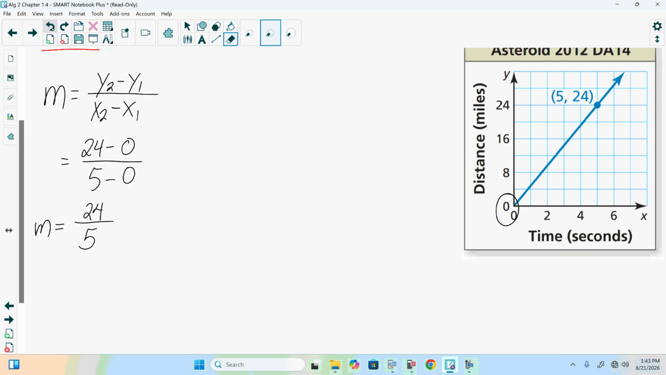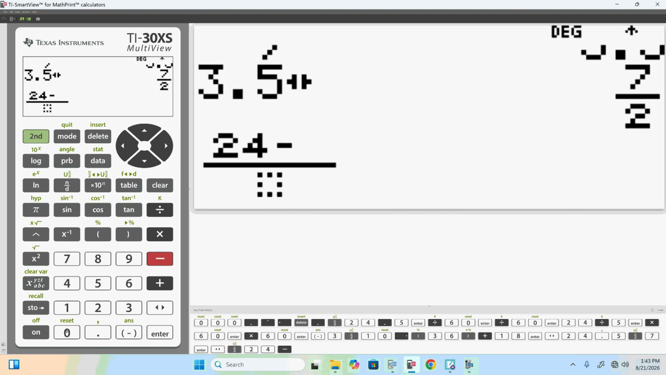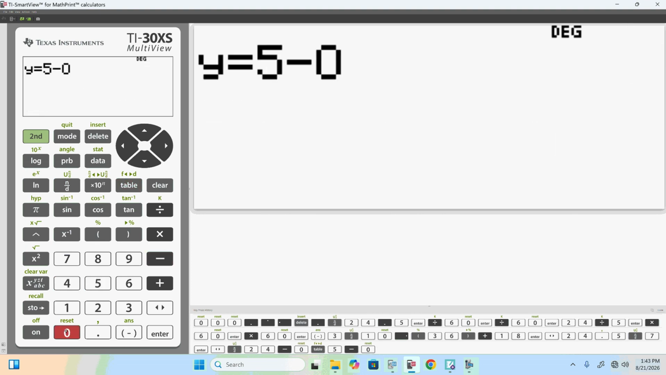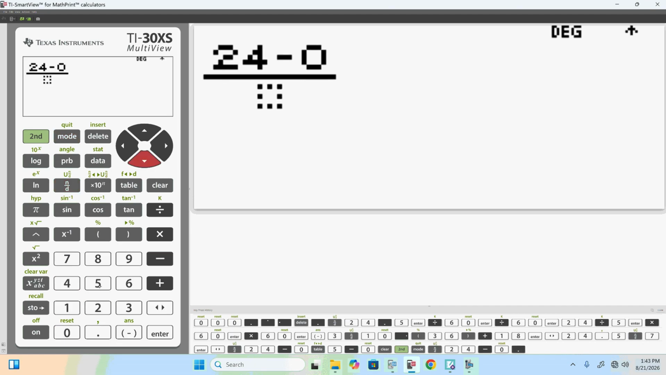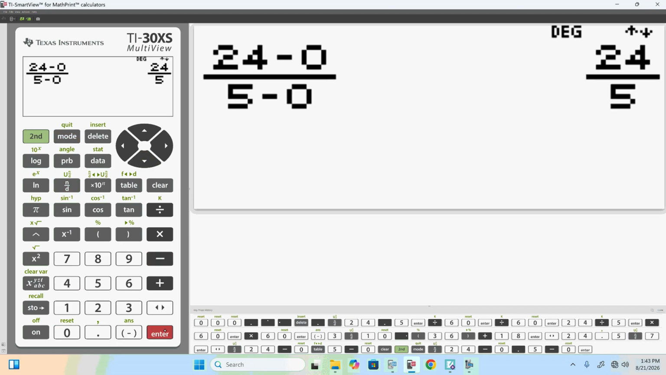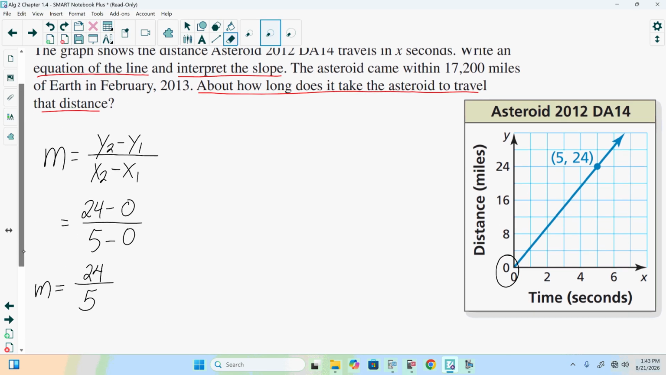Other way we can do this. Let's see here. Something quick. 24 minus 0 over 5 minus 0. We can just plug it in, and it'll still tell us that it's 24 fifths. So, we did find the slope. And we needed that to find the equation of a line.